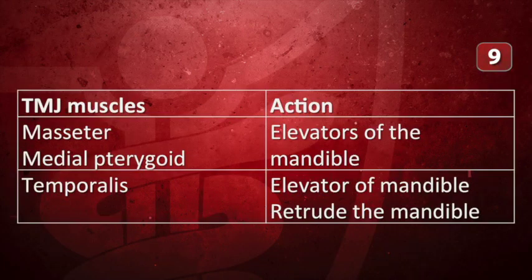The masseter and medial pterygoid muscles, which are nearly mirror images of each other and effectively form a sling around to the angle of the mandible, are both elevators of the mandible.